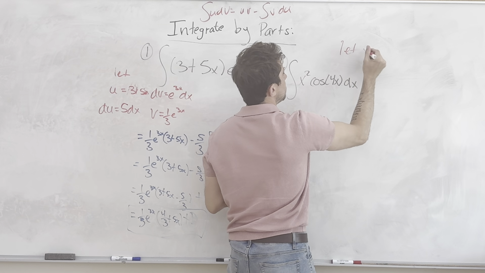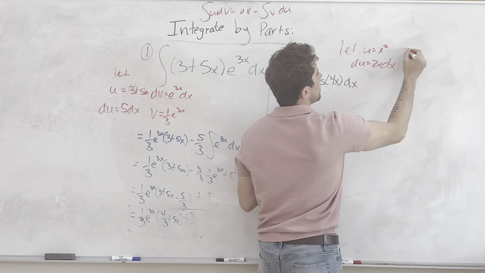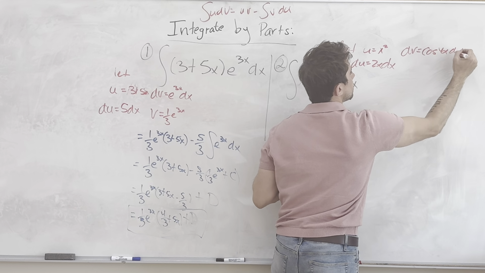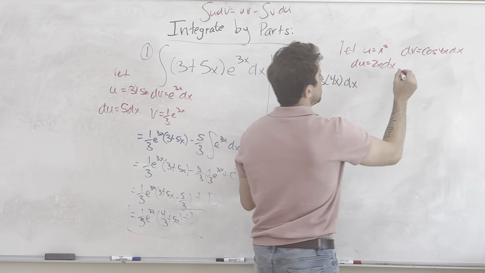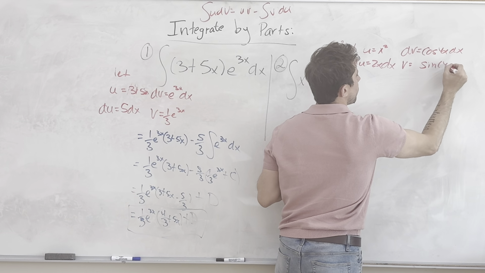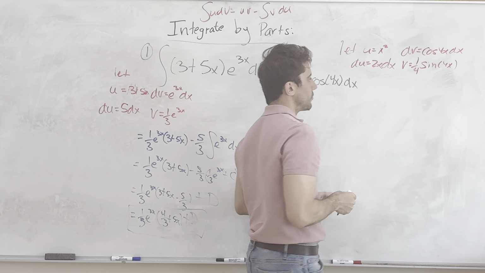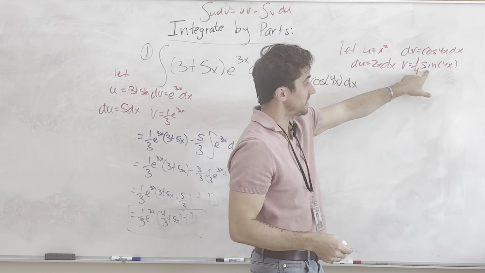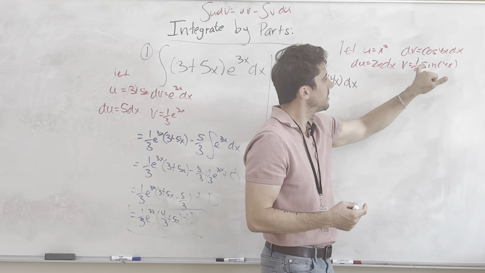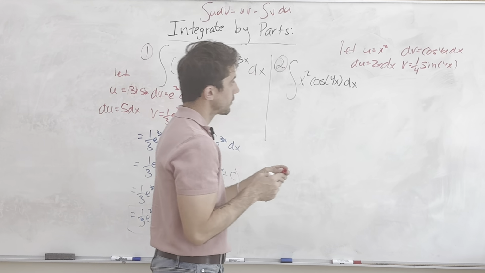So let's let u be x squared, forcing du to be 2x dx, and then dv will capture the rest of the integral, cos 4x dx, and anti-differentiating dv to get v. The antiderivative of cos is sine, so we're going to get sine 4x. But you have to consider the chain rule, and so we put a factor 1/4 at the front, because if you were to differentiate v, you get cos of 4x times the derivative of 4x, which is 4, cancels out the 1/4, and so you get back to cos 4x dx.